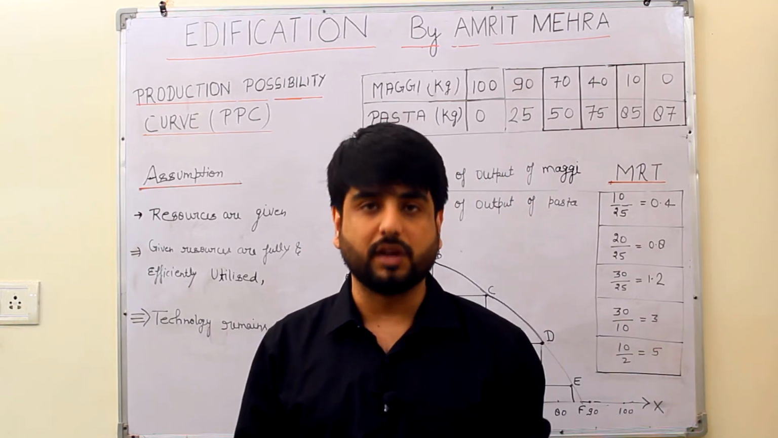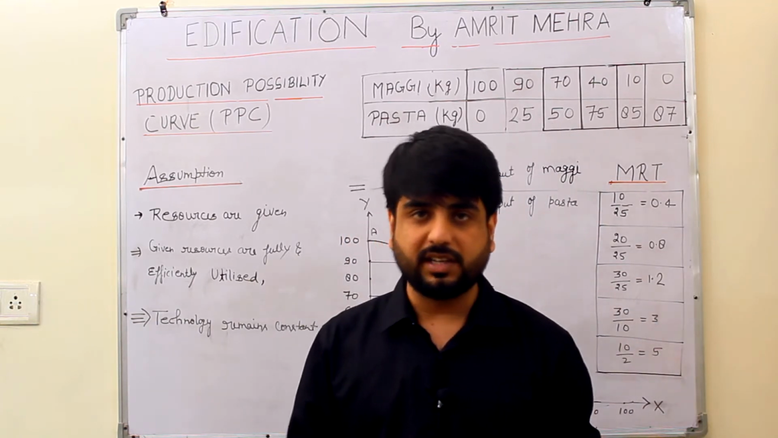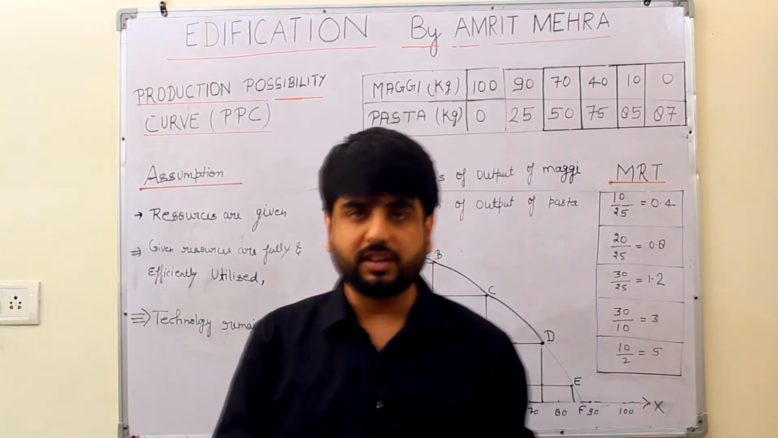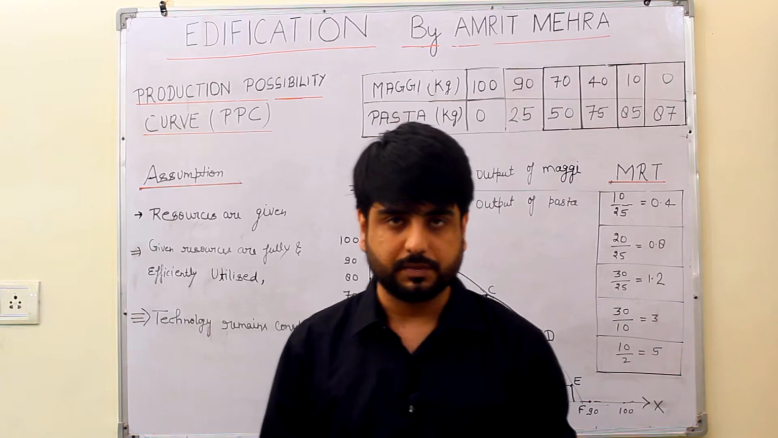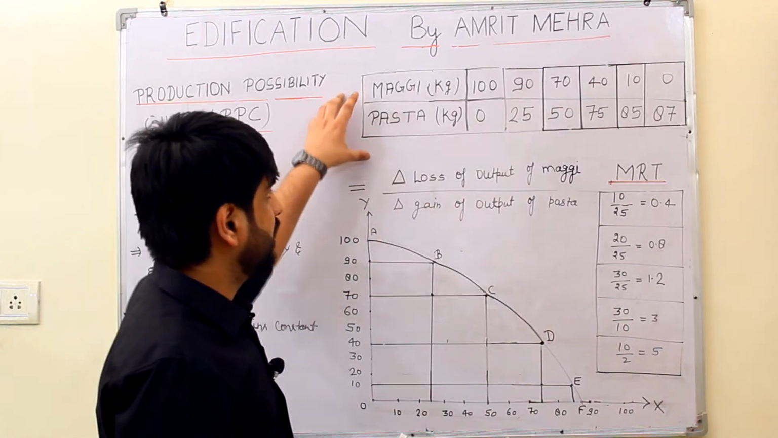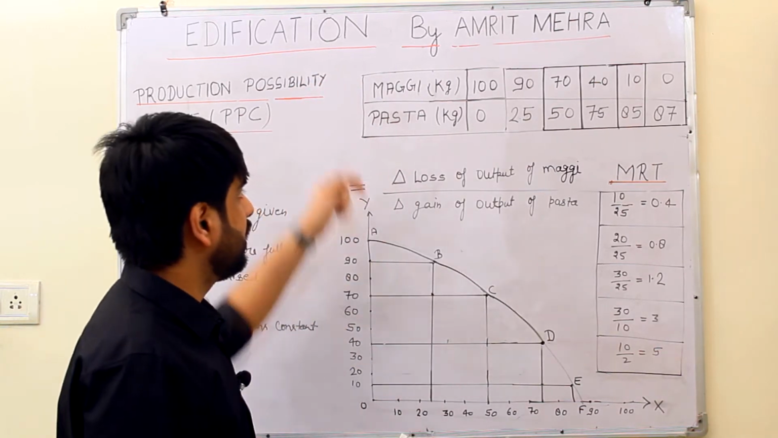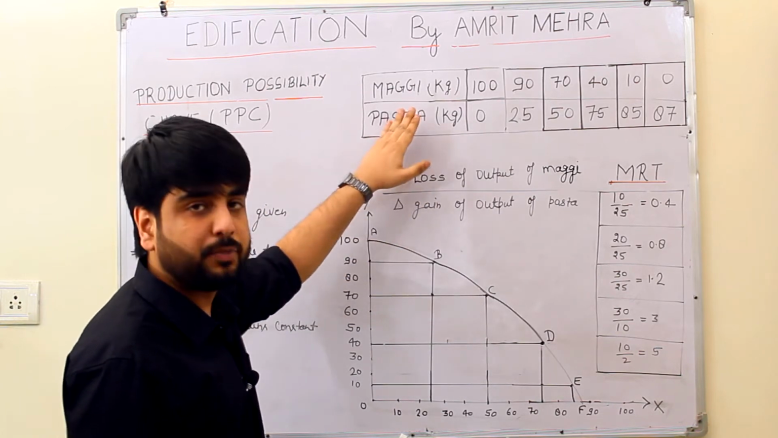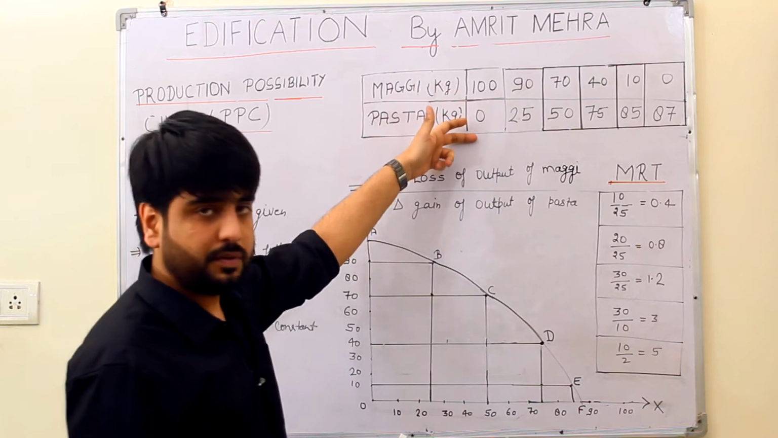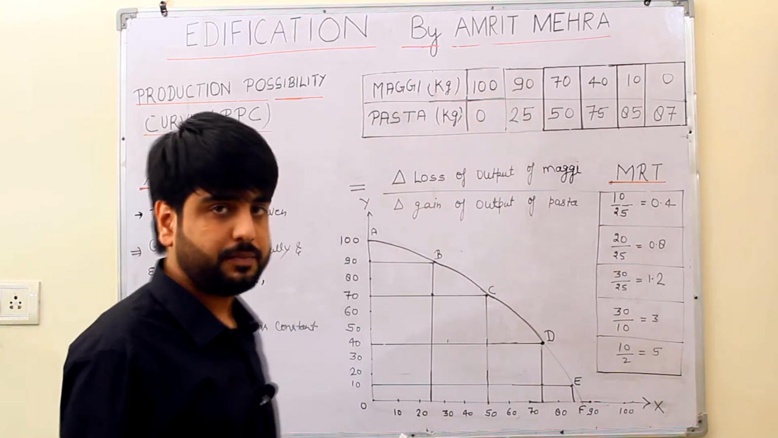They are not underutilized. Third, the state of technology is constant because again when state of technology changes, it would force our PPC to shift rightward or leftward. Then let's take an example. The producer is producing two commodities, Maggi and pasta. Both are being expressed in kg. The combinations are 100 and 0, 90 and 25, 70 and 50, and so on.